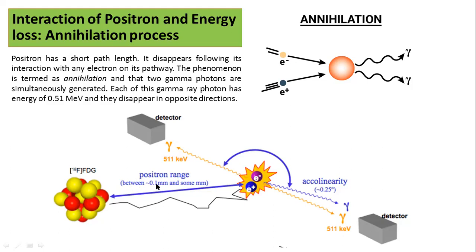So positron is having a short path length. Here you can see this is between 0.1 millimeter to some millimeter. So it disappears following its interaction with the electron on its way. Positron means having the positive charge but having the same mass as the electron. So this is the atom, and the atom has the extra nuclear part, that means the electrons present in the K, L, and M shell. So this is going to interact with the radiation.